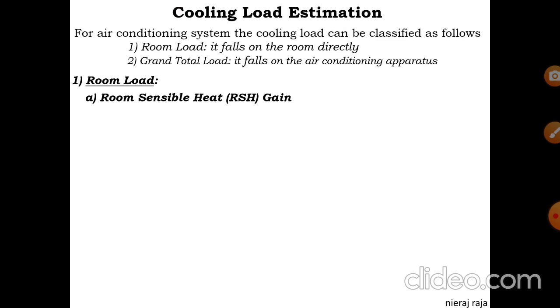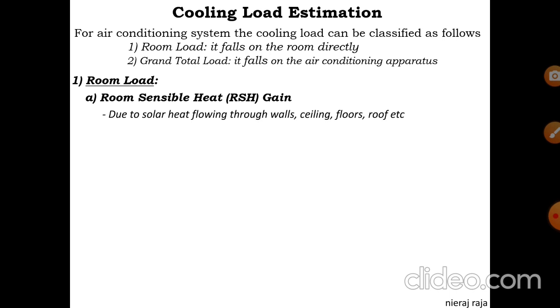Now room load could be of sensible heat; first one, sensible heat gain. Now these are the sources. The question can come on this cooling load estimation: what are the components of cooling load estimation, or what are the things we are going to consider when dealing with cooling load calculations. At that time you will have to mention these things. So for room load, we will have two types of heat: one is sensible heat and one is latent heat. Sensible heat comes through this particular thing.